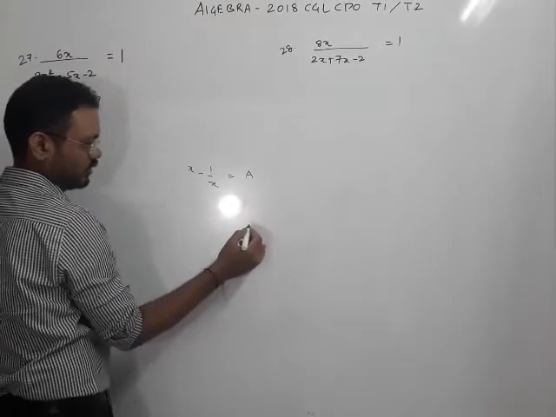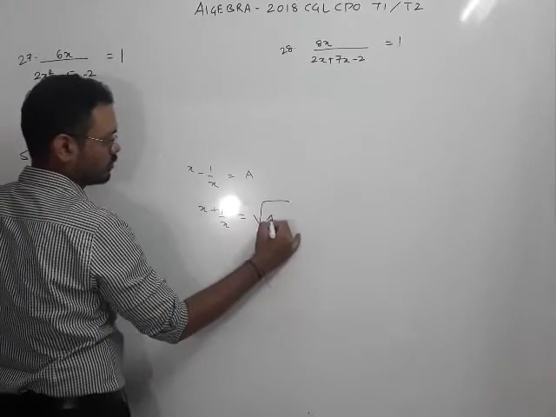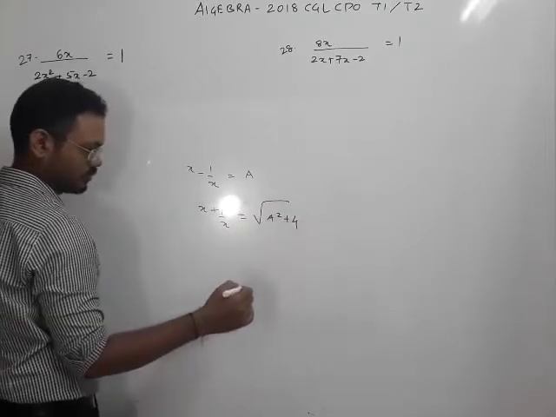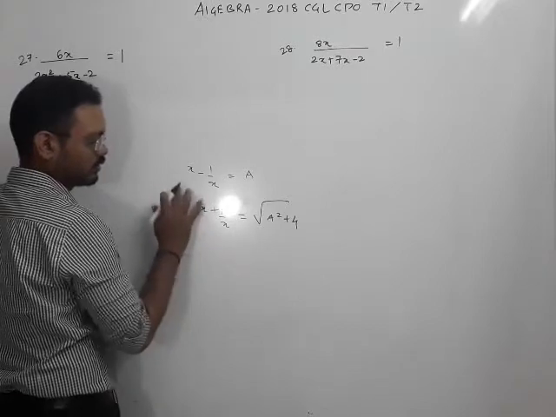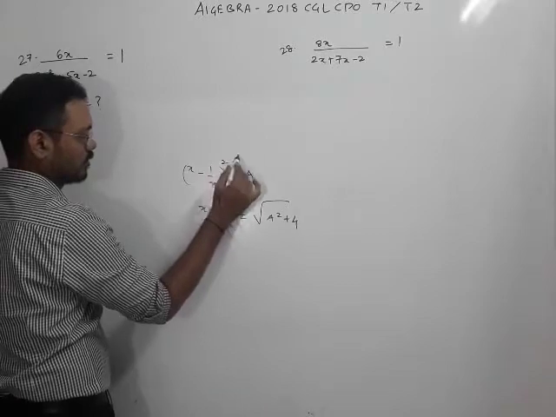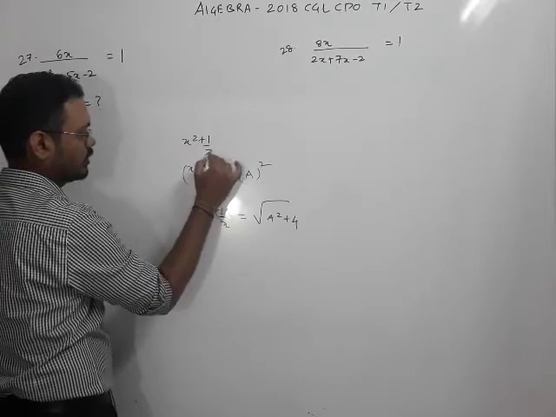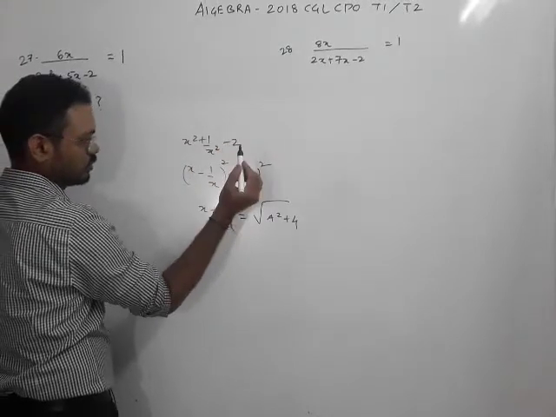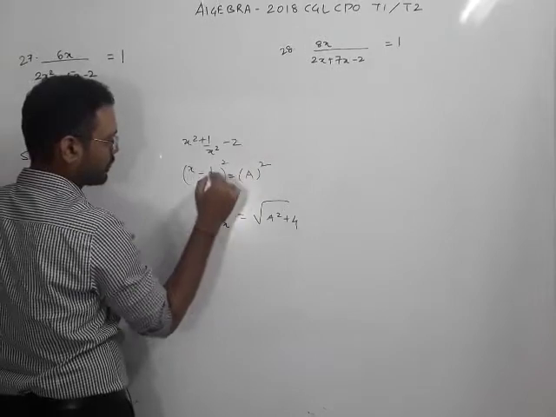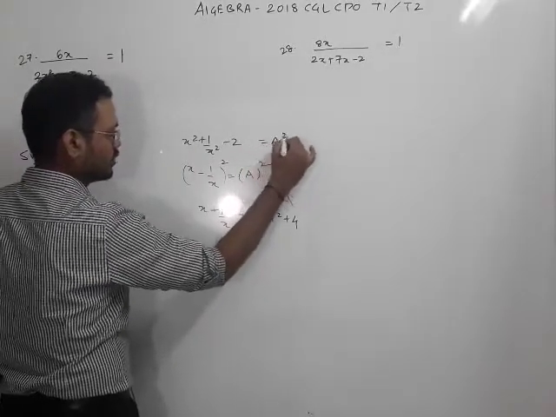When you have found x minus 1 by x as something, let's say a, so x plus 1 by x will be found by root of a square plus 4. This is the formula. How does it come? If you square, this is going to be x square plus 1 by x square minus 2. Okay, x square plus 1 by x square minus 2 is a square.